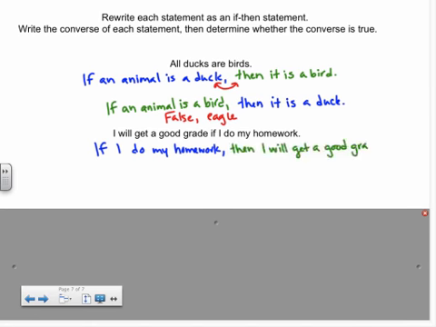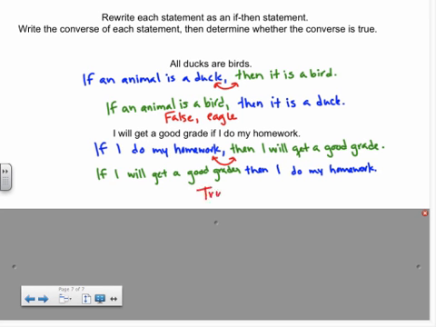When I switch these two around, my converse will read, if I will get a good grade, then I do my homework. So for this one to be false, you'd have to think of a time when knowing that you'd get a good grade for doing your homework would still not make you do your homework. Hopefully for most of you, if you know that homework is necessary to get a good grade and you know that homework would help you get a good grade, and more importantly, actually learn something, you do the homework. So I'm going to say that this one is true and just hope that most of you understand the importance of homework.